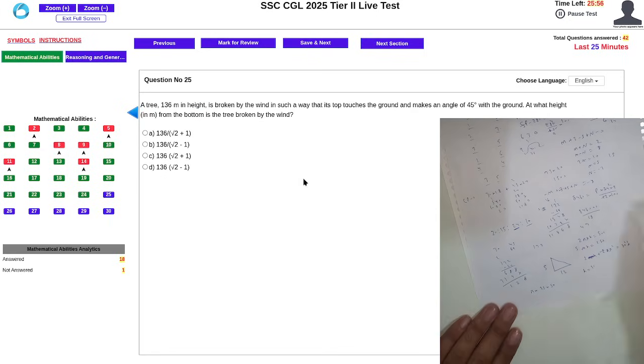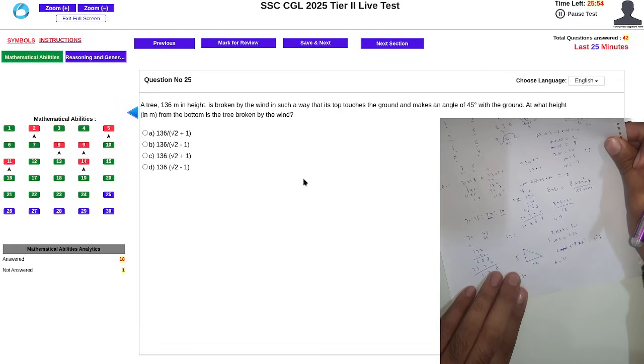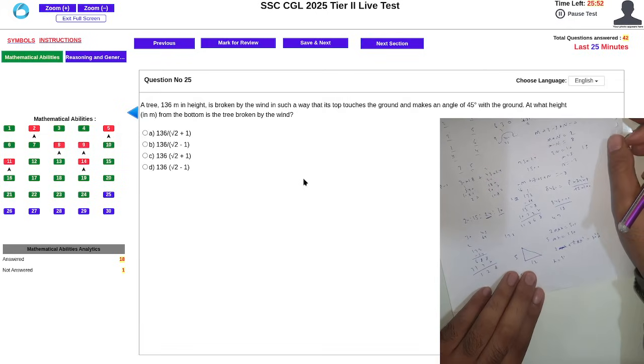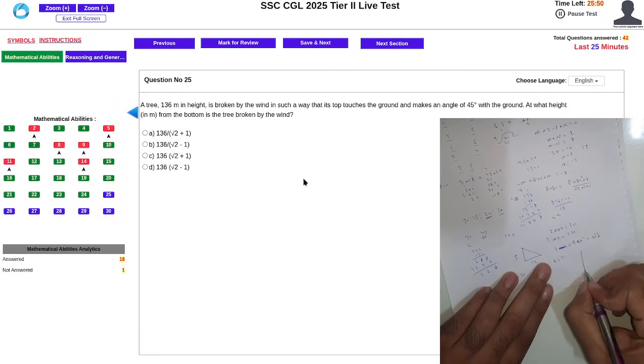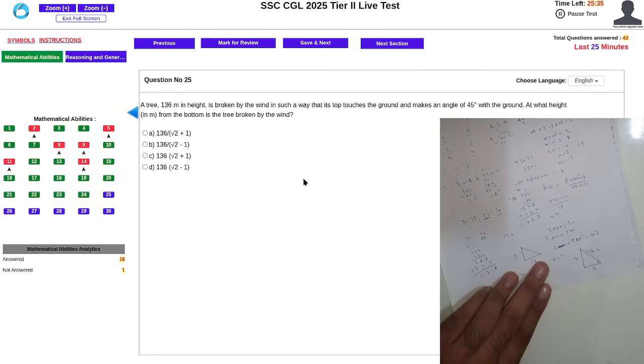A tree 130 cm is broken by the wind in such a way that its top touches the ground and makes an angle 55 degree. तो ये x है, ये 136 minus x है, ये भी x है. From the bottom, at what height from the bottom is the tree broken by the wind? x निकालना अपने को.